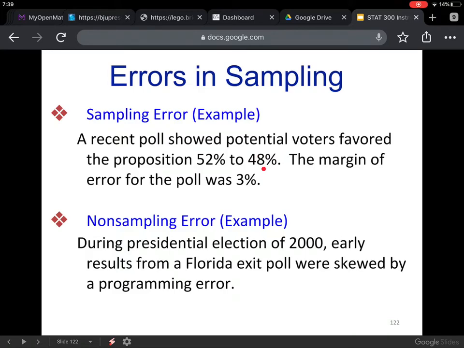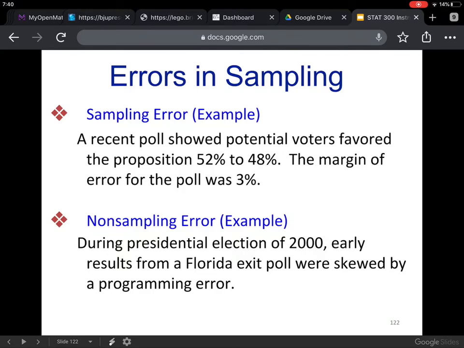Okay? Non-sampling error example here. During the presidential election of 2000, if you guys remember, early results from the Florida exit poll were skewed by a programming error. I think it had something to do with the machines, right? And so that's non-sampling error. That could have been fixed. That could have not happened. It's because of the machines that allowed this error. I think it was the time that Bush won, if I'm not mistaken. So there's that difference. Sampling error always happens. Non-sampling error doesn't necessarily need to happen, and we want it not to happen because it's error that we can control.